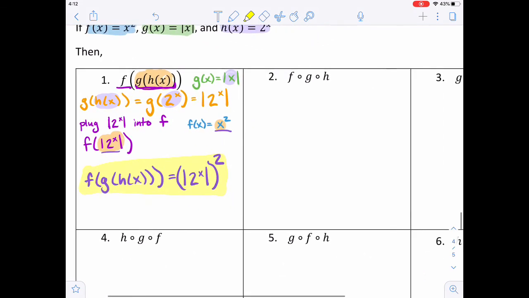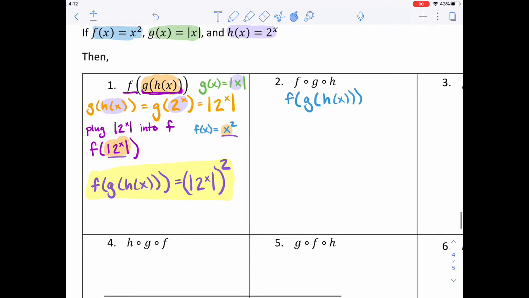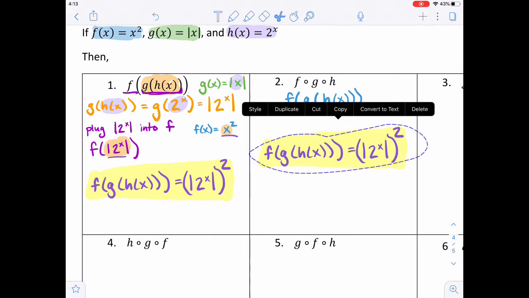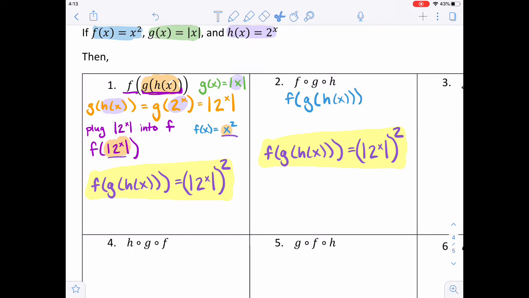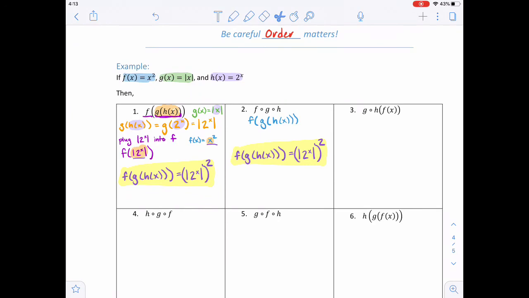Let's look at number 2. So number 2, we have that different notation. Well, let's translate this notation. So we have f of g of h of x. So we got to close it. Notice this. This is exactly the same as this. Why would I do it again? I just need to know that those are the same thing, and then I'm done. Boom. If we can translate, then maybe we don't have to do anything. We just need to know what our notation means.